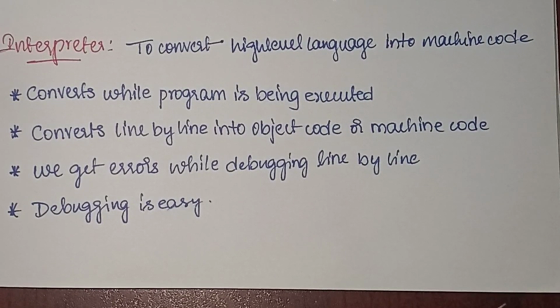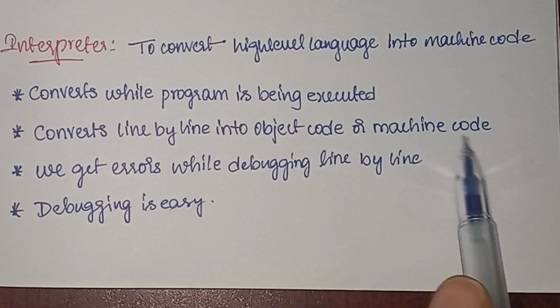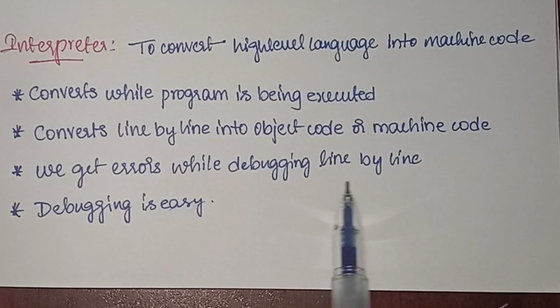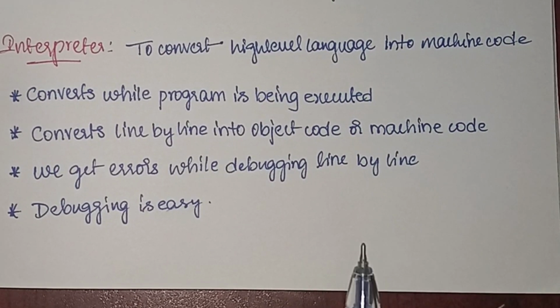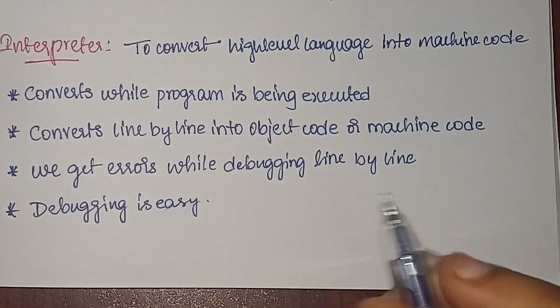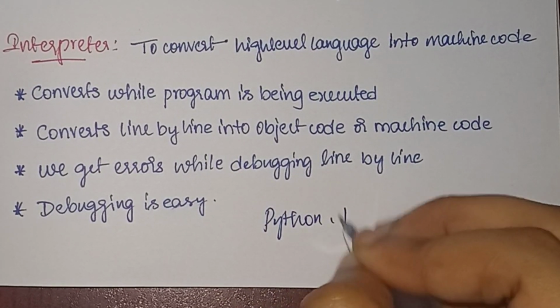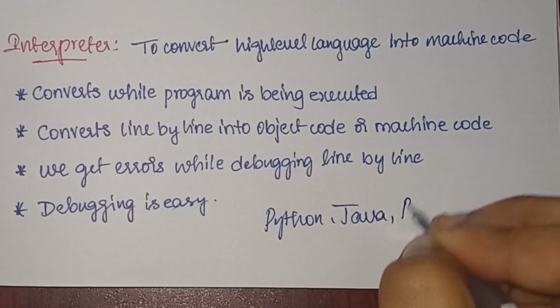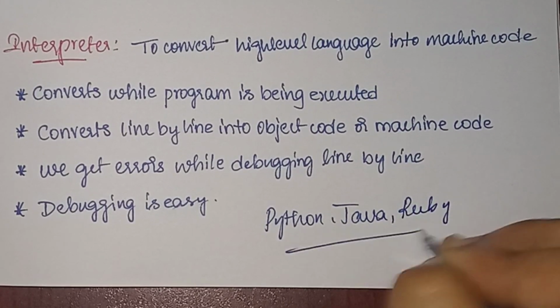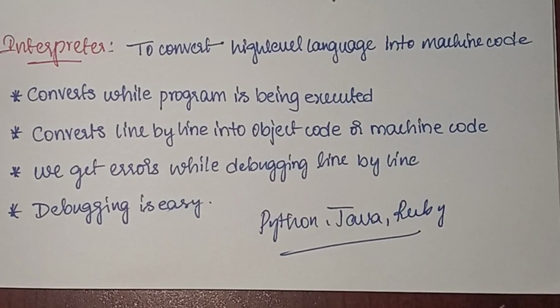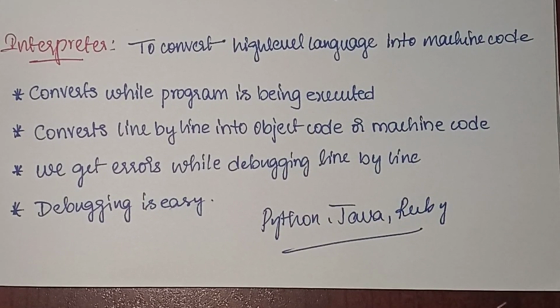So this also converts the line into object code or machine code, and we get errors while debugging line by line, and debugging is very easy in this interpreter. So the languages that use it are Python, Java, Ruby, etc. So this is the basic concept of compiler and interpreter. In the next video, we'll see what are the features of C programming.